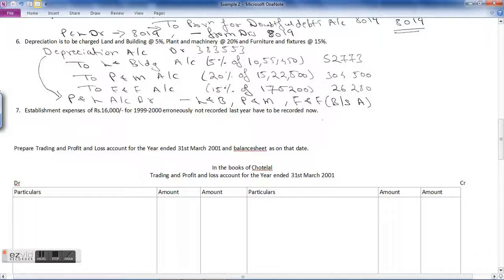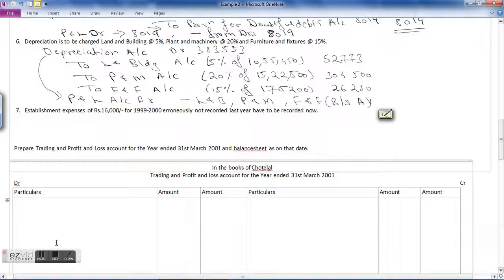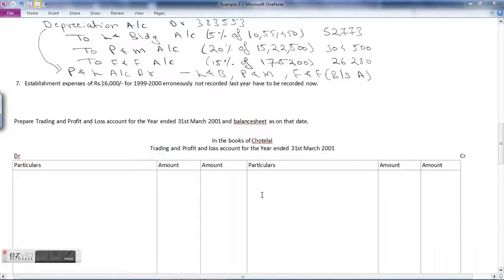Okay, now the next one, establishment expense of 16,000 for 19 and 2000 erroneously not recorded last year has to be recorded now. Now this was some expense of last year which has not been recorded. Okay, this has to be recorded now. So there was some expense of last year of 16,000 which has not been recorded in the last year. Okay, now it has been recorded now. Now it's not given that it is paid now.